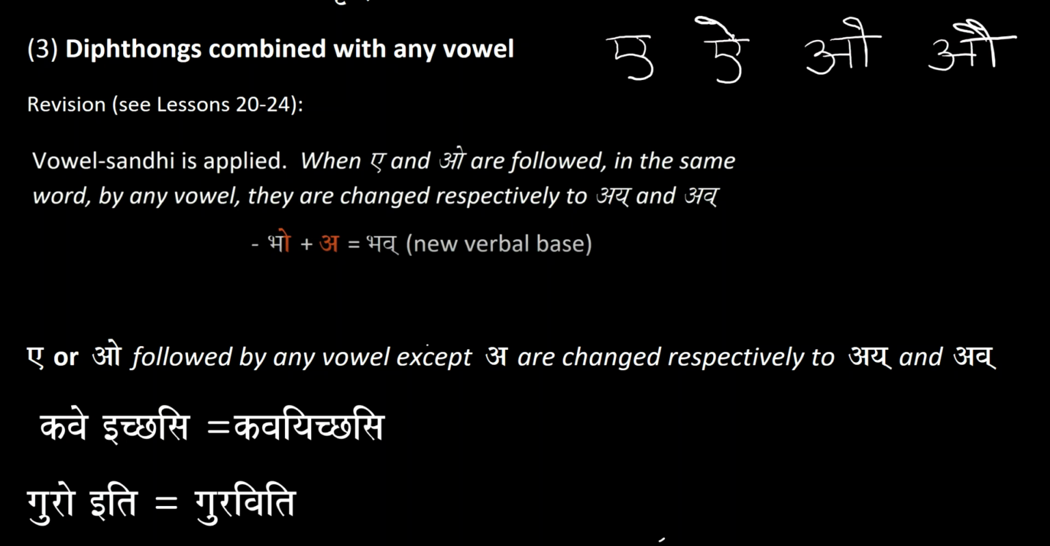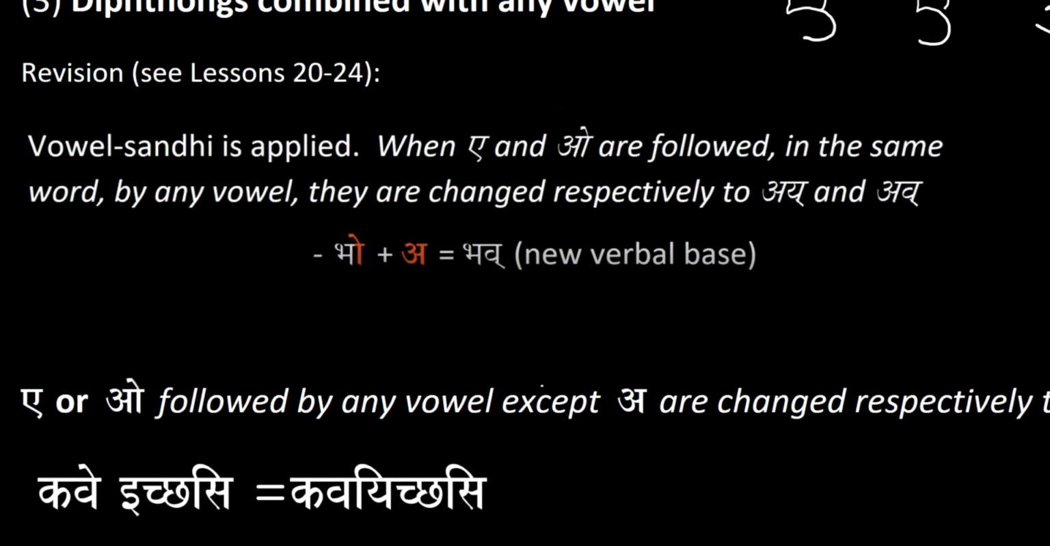Now, way back in lessons number 20 to 24, we had already gone over a vowel sandhi that involves diphthongs. Let's review. The reason why we learned about this so early is because we were trying to create a new verbal base. We were trying to turn bho into bhav so that we could add our ti to conjugate to be in the first conjugation. So that's how we ended up with bhavati, bhavataḥ, and bhavanti.